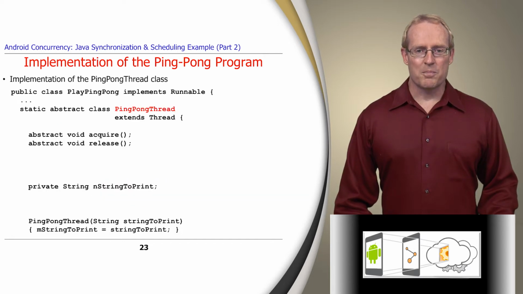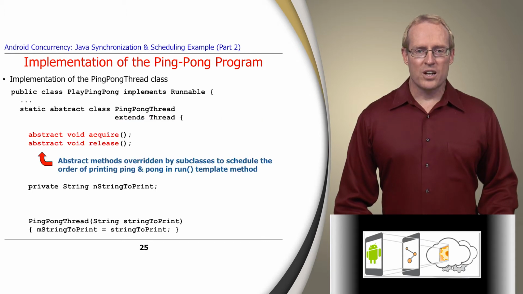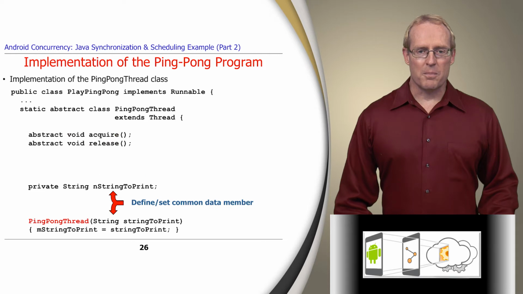A static nested PingPongThread class extends Thread and plays the role of the abstract class in the template method pattern described earlier. The acquire and release abstract methods are overridden by subclasses to schedule the order of printing the ping or pong string set by the PingPongThread constructor.